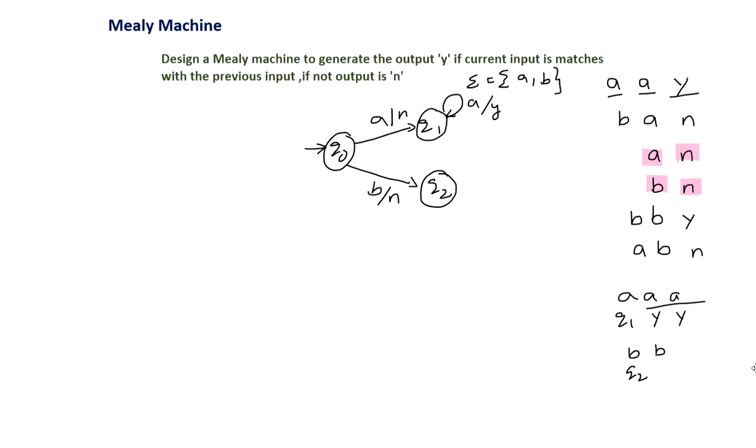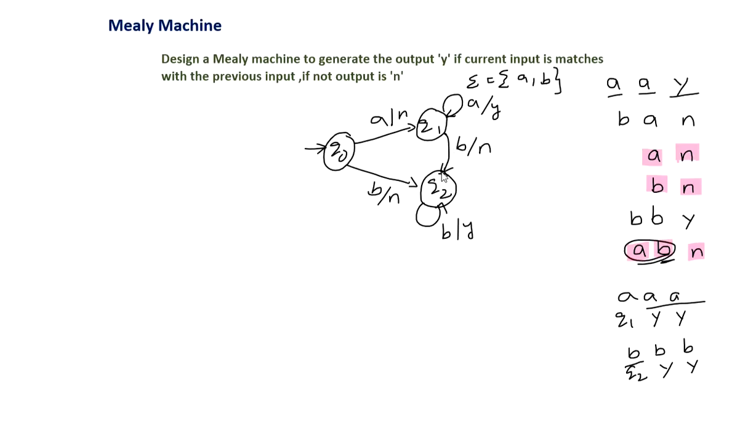If one more B is seen, output is Y because it is matched with the previous element. If one more B is seen, output is Y. So Q2 on B, output is Y and it will be in the same state. Now we will design one more case. If A is seen, it will be in the state Q1. After that B is seen, that means output is N. So to design this, Q1 on B, it is moving to the state Q2 and output is N because it doesn't match with the previous element.